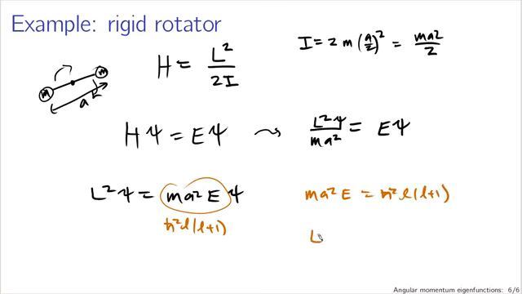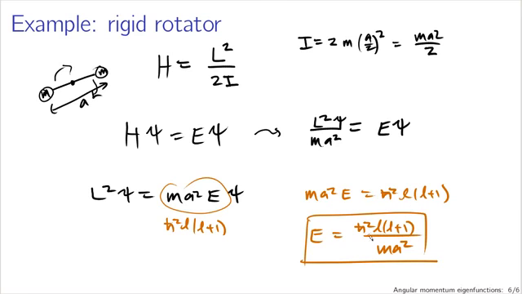And I can solve this for E easily. It tells me that E is equal to h bar squared l(l plus 1) divided by m a squared. These are the allowed energies, the energies of the stationary states, for the rigid rotator. You can just as easily go through the same sorts of arguments and write down normalized wave functions for the rigid rotator. But essentially, this is a very common structure that you're going to encounter in quantum mechanics.